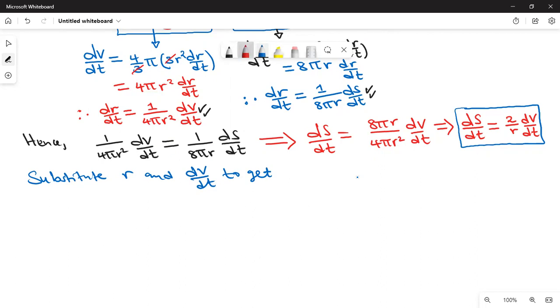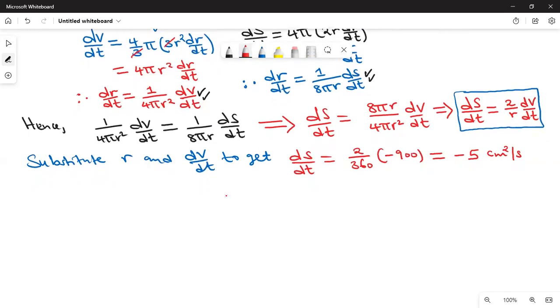so what are we going to get? We are going to get dS/dt is equal to 2 over 360 times negative 900. You can simplify this. 2 over 360 times negative 900, that should give you negative 5. This is the rate of change of surface area, so this is centimeter squared per second. That means the surface area is decreasing at the rate of 5 centimeters squared per second.